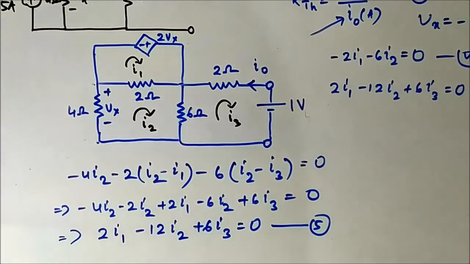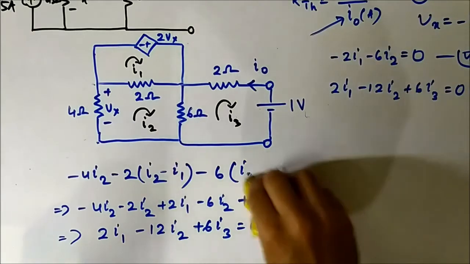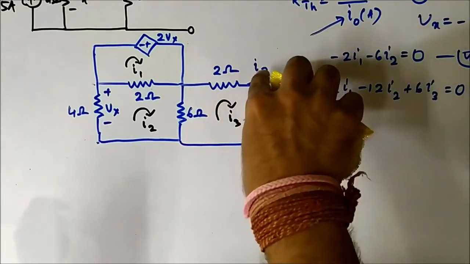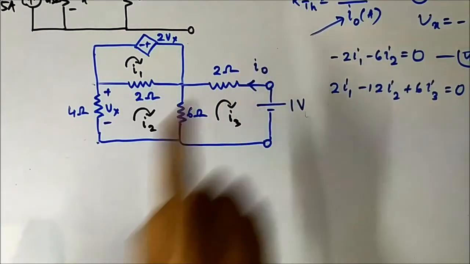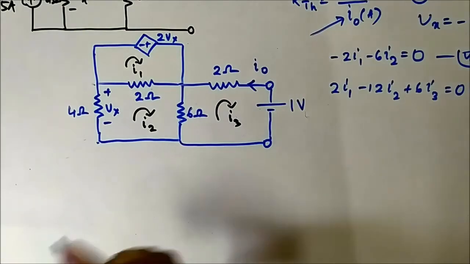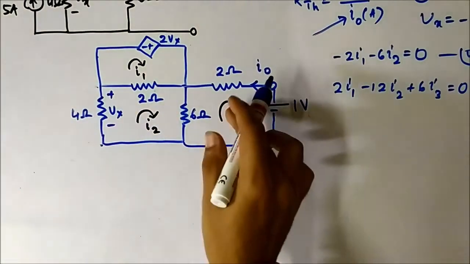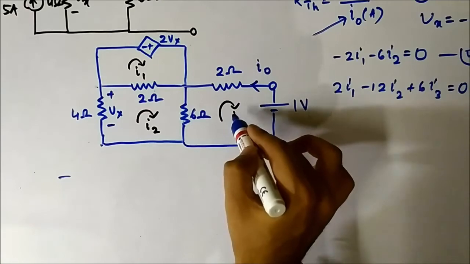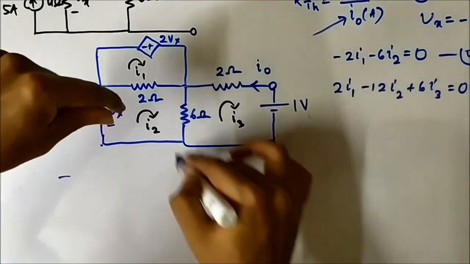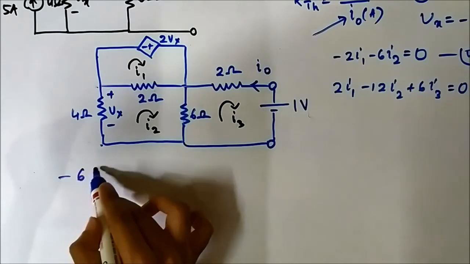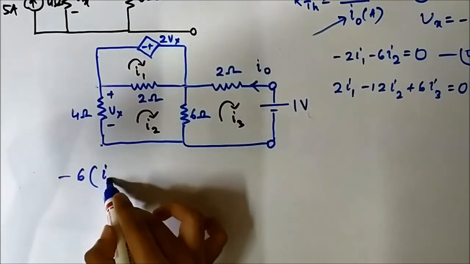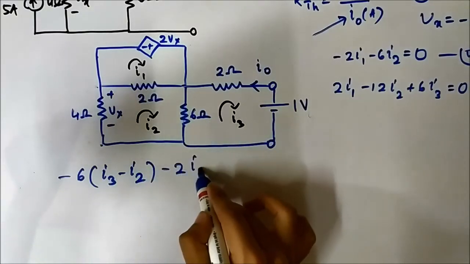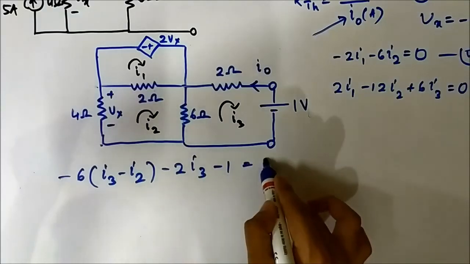Now finally, for the third mesh, we will write the KVL equation, and then we will substitute. We can use whatever method to determine the value of I0. This is our main objective, to find the value of I0. So writing the equation for this third mesh: here I3 is the mesh current, so that will be the reference, so minus (I3 minus I2), minus 6 into (I3 minus I2), minus 2I3 minus 1 is equal to 0.